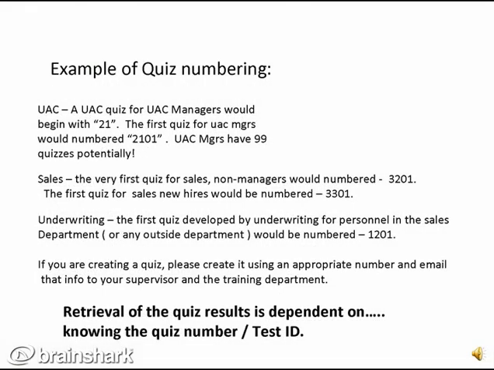Here are some examples of quiz numbers and test IDs. The very first UAC quiz for UAC managers would have a test ID of 2101. The second such quiz would have a test ID of 2102. The first sales test or quiz for non-managers in sales would have an ID of 3201. For sales new hires, the first test would have an ID of 3301. Remember, keeping track of these quiz and test IDs is essential as retrieval of results is dependent on knowing the ID and quiz number.